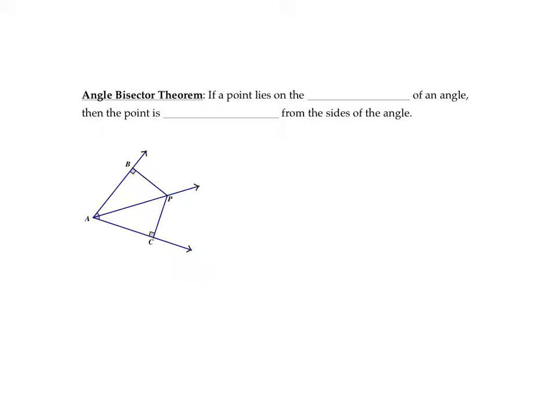The first of our two theorems today is the angle bisector theorem, and it states if a point lies on the bisector of an angle, then the point is equidistant from the sides of the angle.